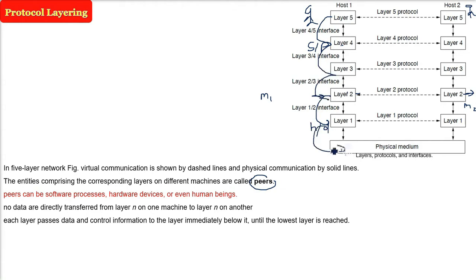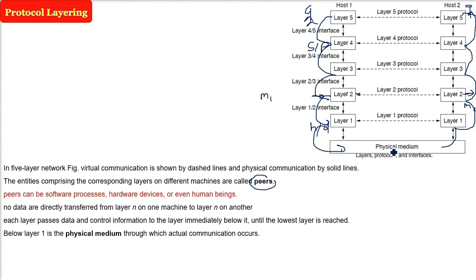And below layer 1 is the actual physical medium, the wires you see, the transmission media you see. Here the actual communication will take place. Right? This is the actual coaxial cable. It can be fiber. Transmitting of bits is happening.